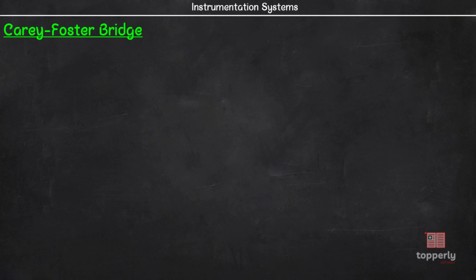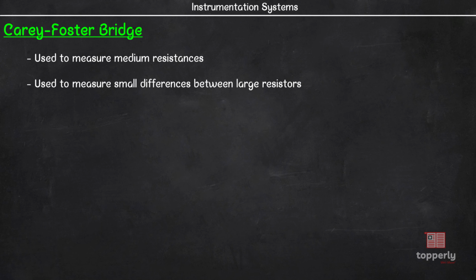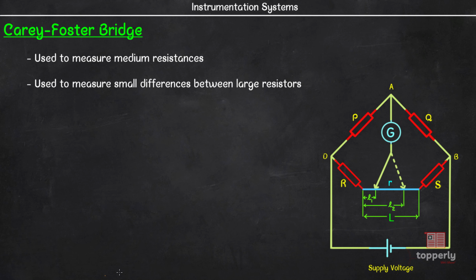The Carey Foster bridge is a modified form of Wheatstone bridge circuit and is used to measure medium resistances or to measure small differences between two large resistances. The connection diagram of bridge is like this. Here, the values of resistances P, Q and S are known and R is the unknown resistance. We also have a slide wire of length L connected between resistances R and S. Also, small r represents the resistance of unit length of the slide wire.